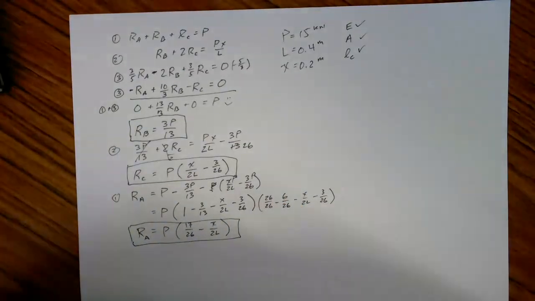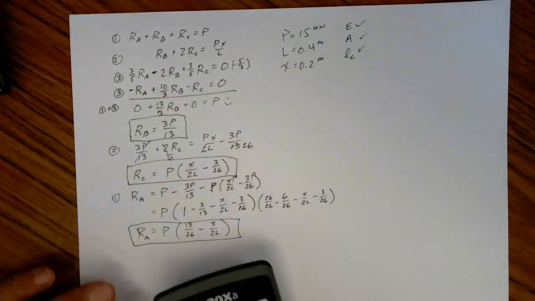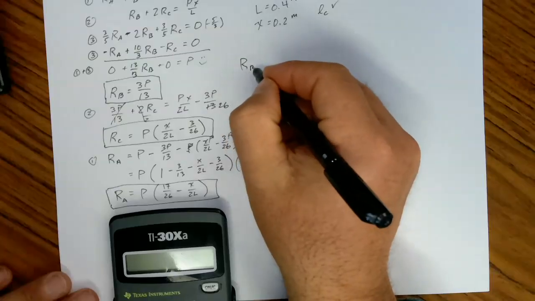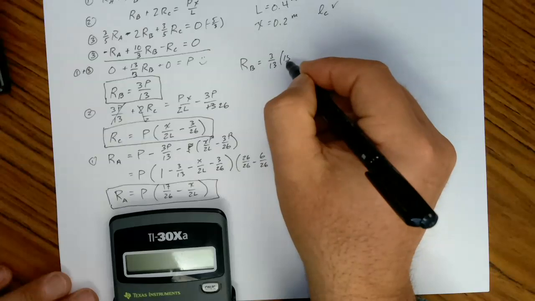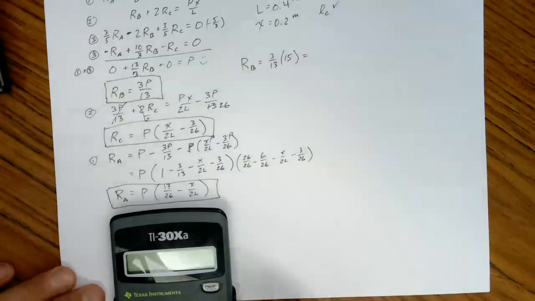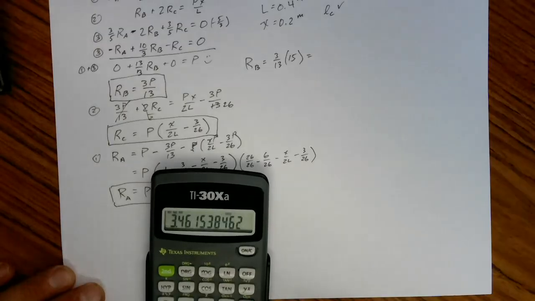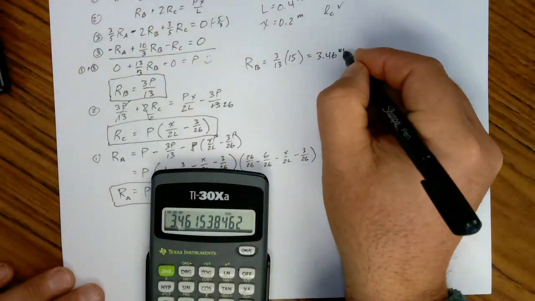And calculator. Your RB equals 3 over 13 times 15 kilonewtons. That'll give me 15 times 3 divided by 13, or 3.46 kilonewtons.